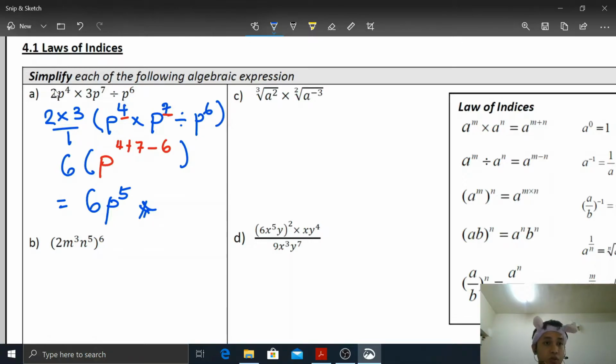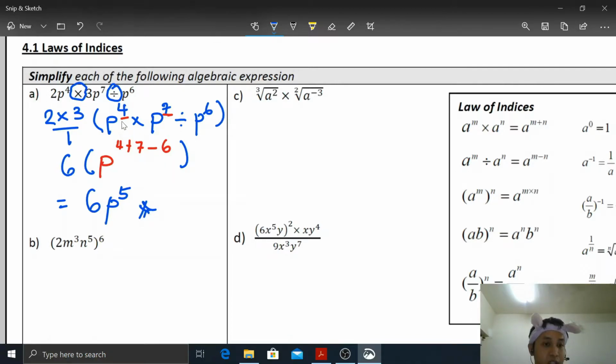Technically you need to watch out for the symbol here. When it's multiply, you need to add up these two. When it's divide, you need to minus off. That is why we can straight away simplify it into this form, 4 plus 7 minus 6. So this is for the first type of question.